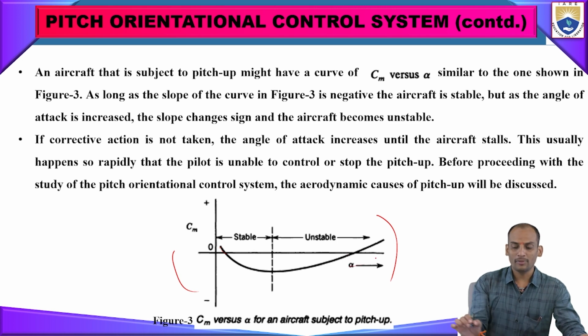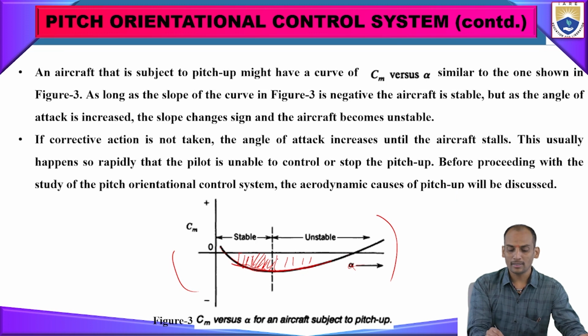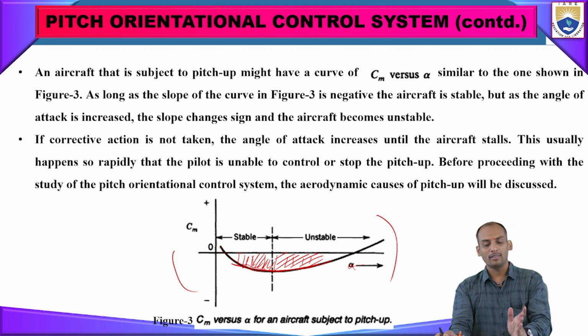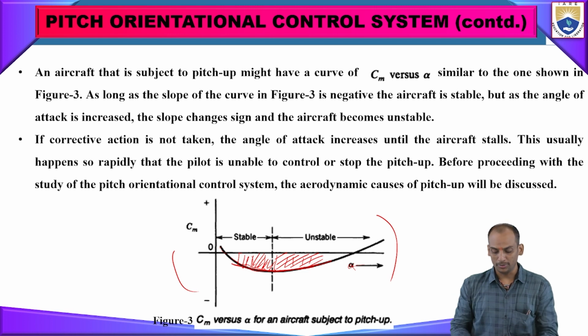That means alpha values are getting higher. With higher values of alpha, CM values also go to positive values. That means the aircraft is coming to an unstable condition. So the stable condition will be up to this region only. Whenever this point is reached, then the unstable region starts. There will be a range of alpha values for this.